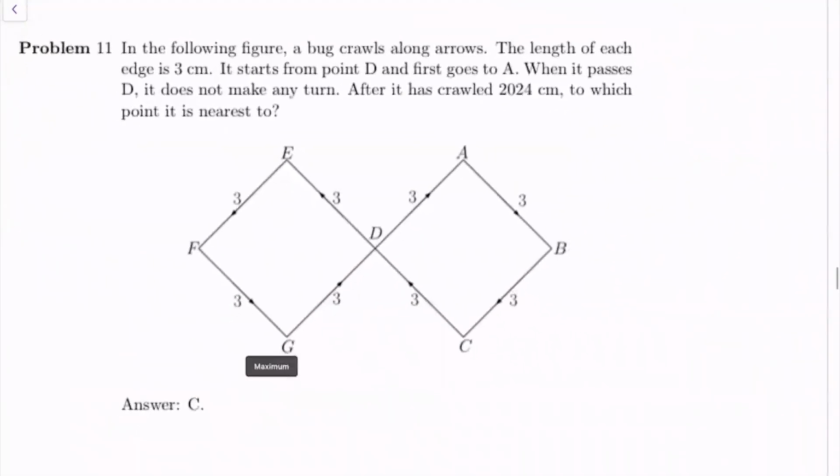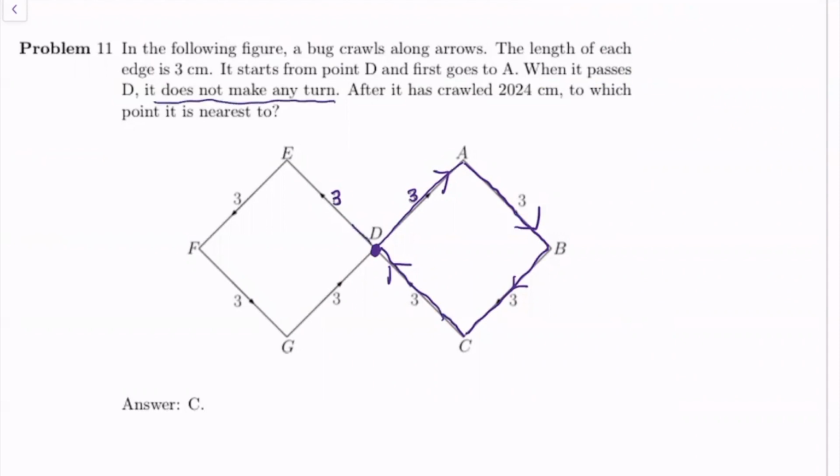Problem number 11. In the following figure, a bug crawls along the arrow. The length of each edge is 3. It starts from D and moves toward A, so this is one edge. Then from A to B, from B to C, and from C to D. It cannot turn around, so it does not make any turn.